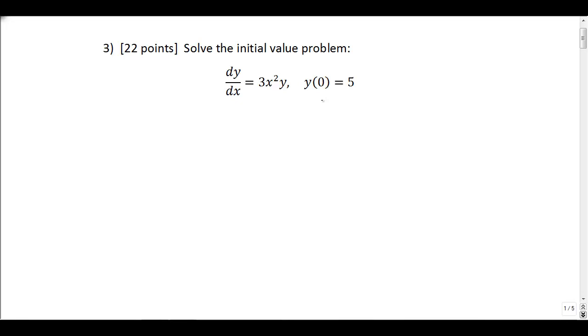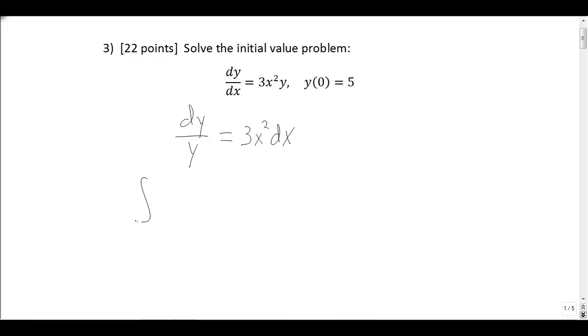Okay, so most of this people understood fairly well here. The goal is to recognize this as a separable differential equation. So to solve this, you separate the x's and y's. So you get a dy, you divide by y on both sides, move the y to the left, and then you take the dx, move it to the right. You get 3x squared dx. Again, this was just fine here.